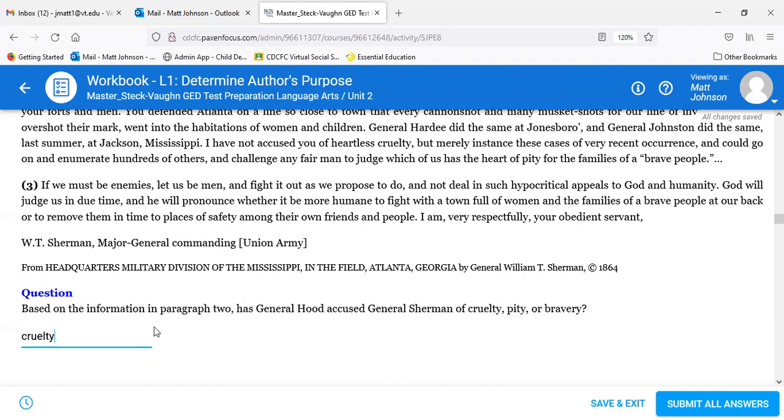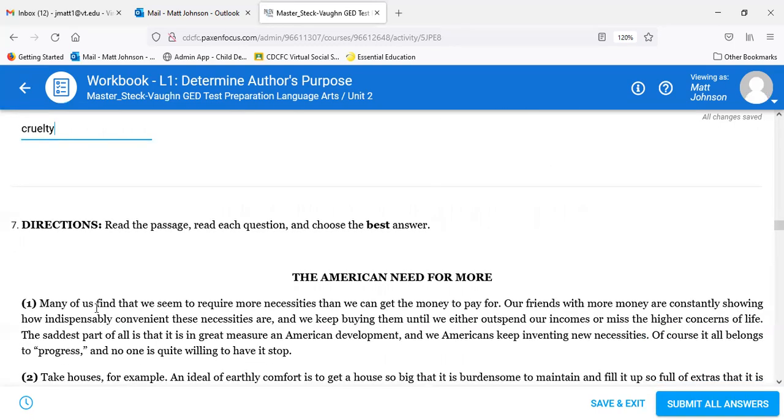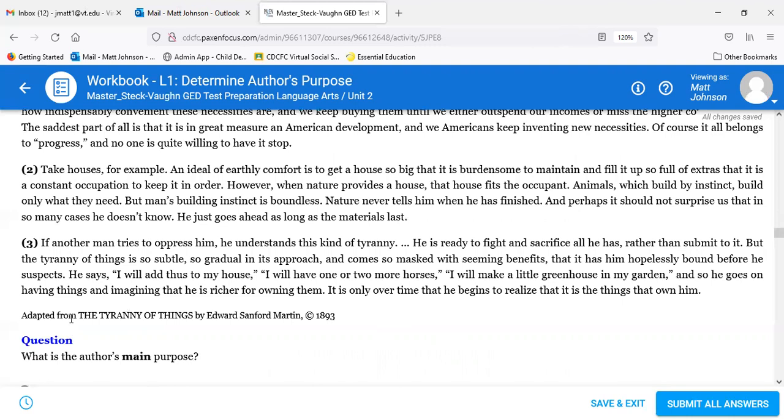And that's what Sherman is pointing out here. You have this sort of high-minded idea of war, but you've also done things to put citizens and peaceful people in harm's way. So you're really not any better if you're going to accuse me of cruelty. So cruelty there for number 6. And number 7, we have a new passage.